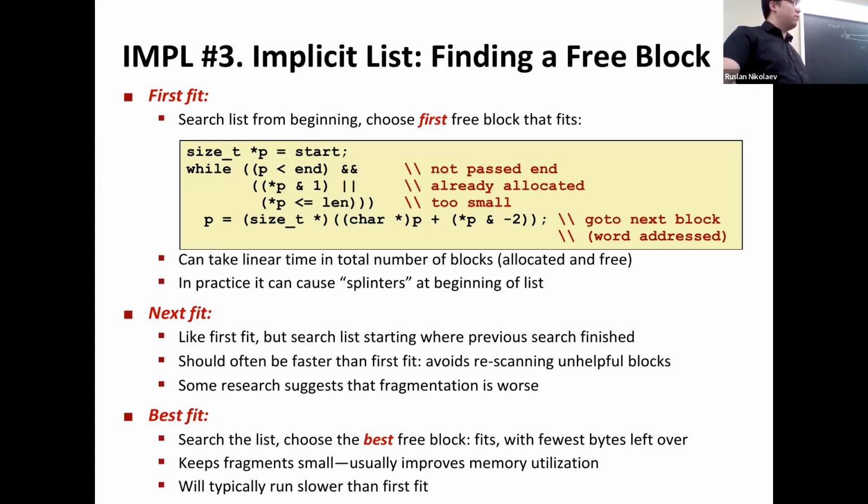Now you have to potentially order this list somehow, or, for an implicit list, there is not even a choice. You have to basically scan the entire heap to find the best possible match, and that's not going to be fast.